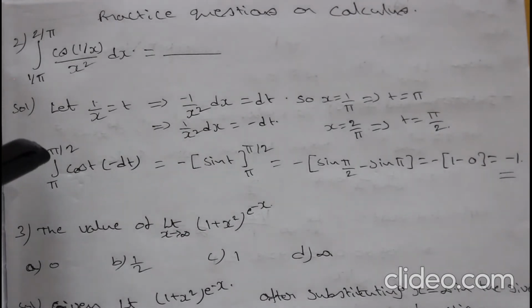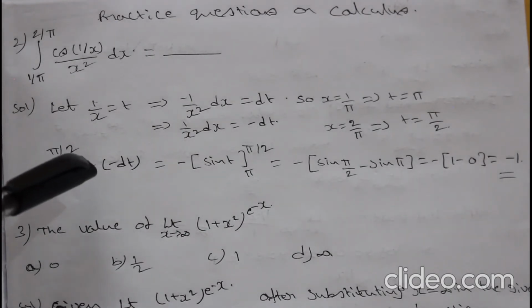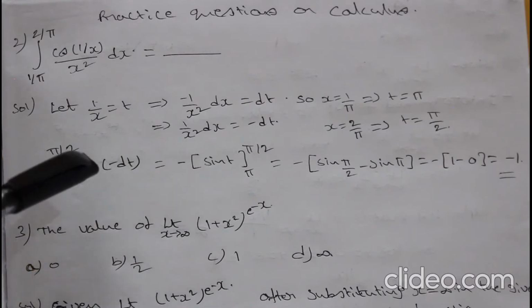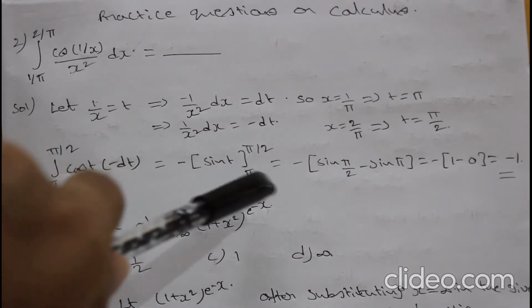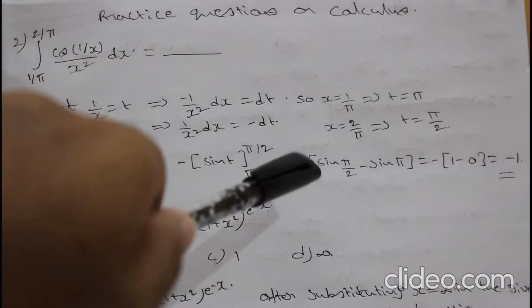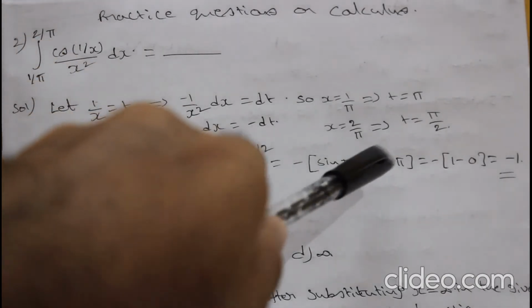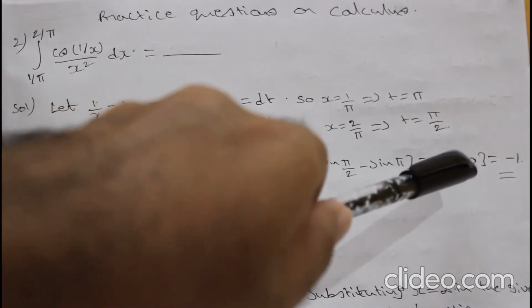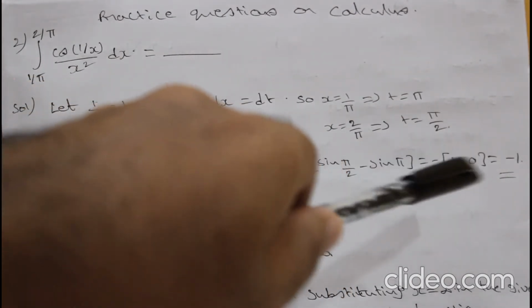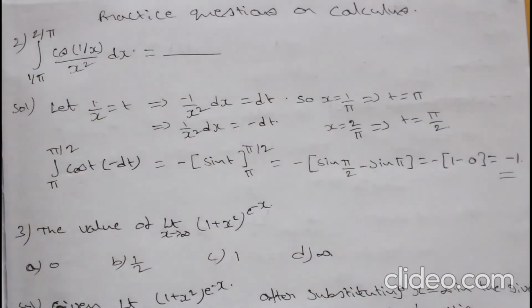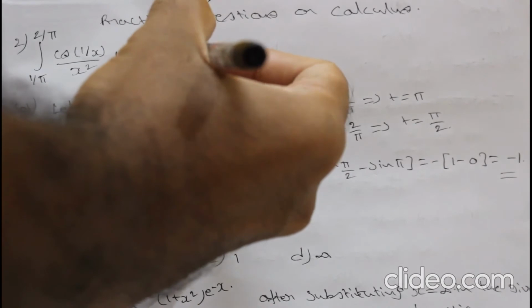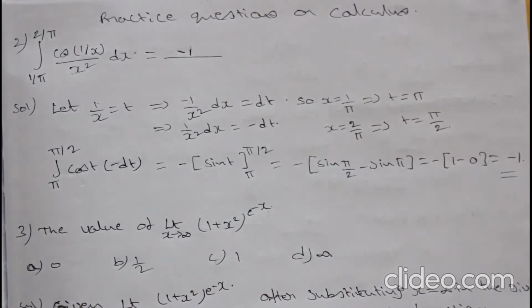Integral from pi to pi by 2 of cos t into minus dt is equal to minus integral of cos t, which is nothing but sin t, from pi to pi by 2. So that is equal to minus of sin pi by 2 minus sin pi after applying the limits. Sin pi by 2 is 1 and sin pi is 0, so minus 1. So the answer is minus 1, friends.